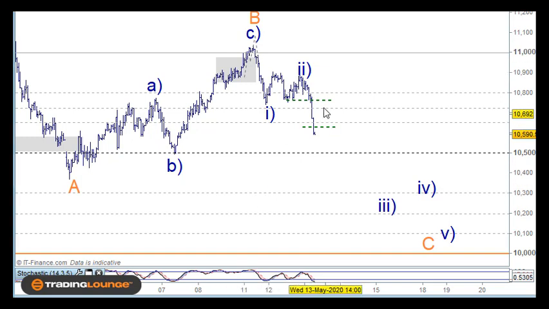Yeah, so if I can just draw that out here, we'll probably be looking for 1, 2, 3, 4, 5 coming into here, then some sort of corrective move here, and then down again for that. And the FTSE is the same as well.